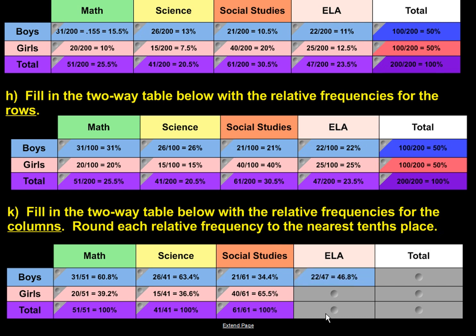For ELA, the total for the column was 47, so we'll be dividing by 47. 22 by 47 is 46.8%. 25 divided by 47 is 53.2%. And 47 divided by 47 is 100%. If we go to the totals, we have 100 out of 200 is 50%, 100 out of 200 is 50%, and 200 out of 200 is 100%.